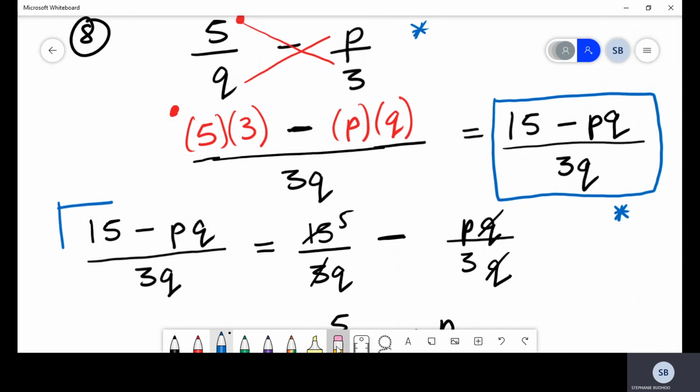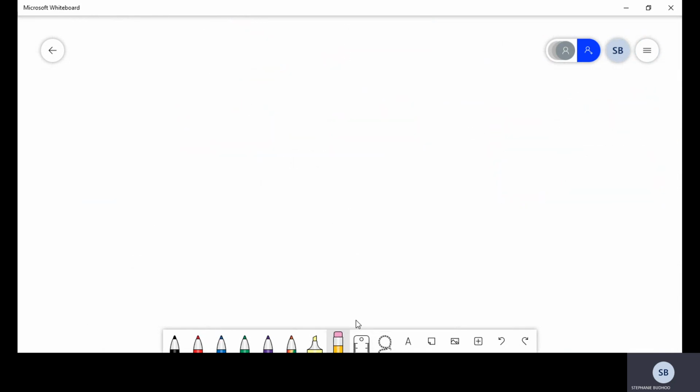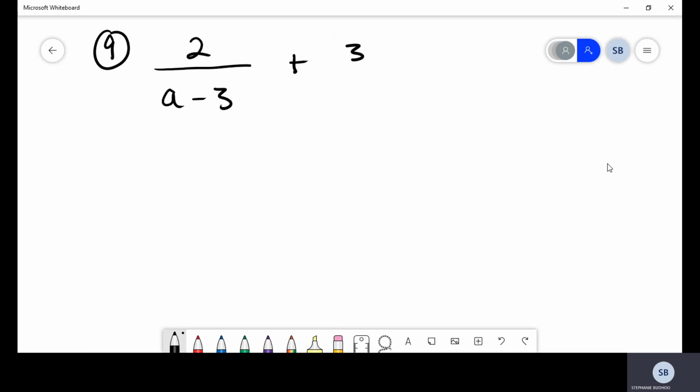Okay, so we are going to go ahead. We're on number 9 now. And I'm getting into my PK, but I'm sure some of you guys are getting tired, huh? Let's look at another simple example of subtraction, and then we move on to advanced one. So number 9, we're going to do, say we had 2 by a minus 3 plus 3 over a.